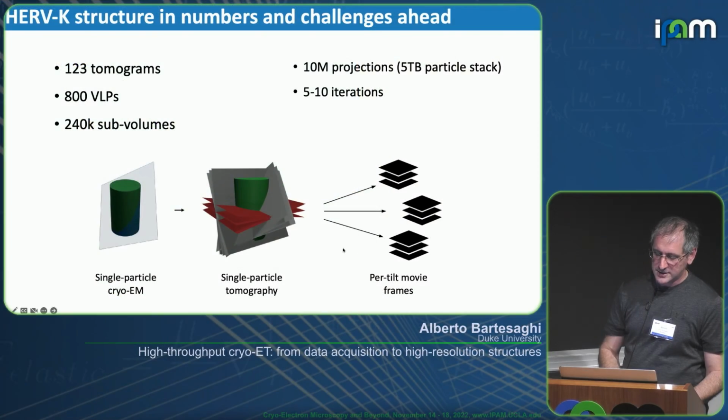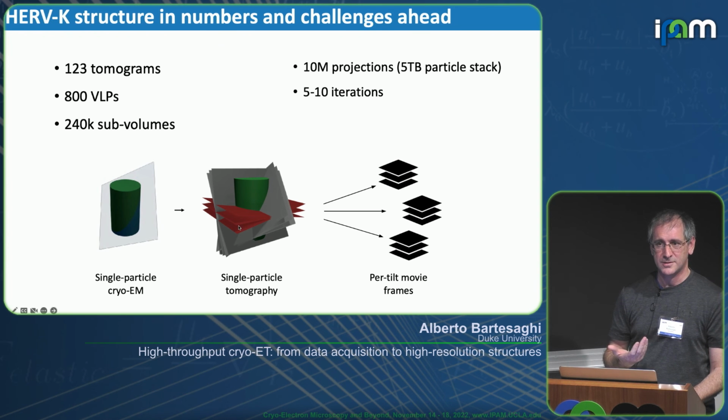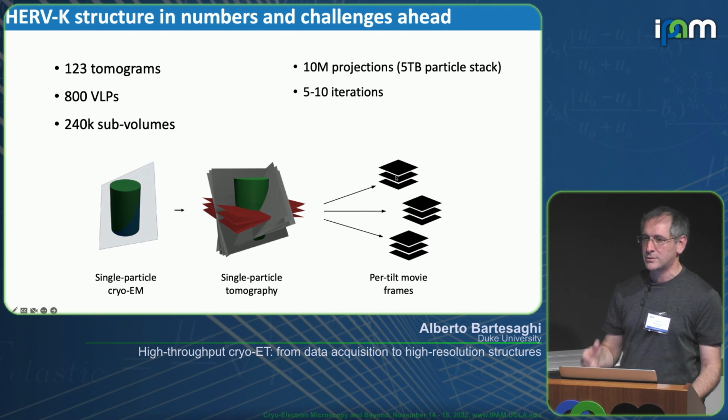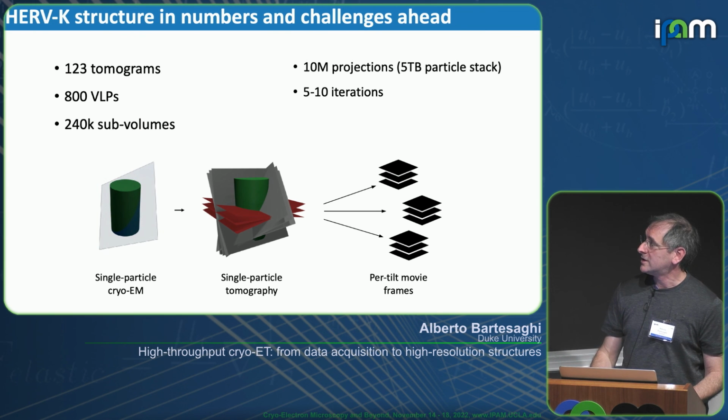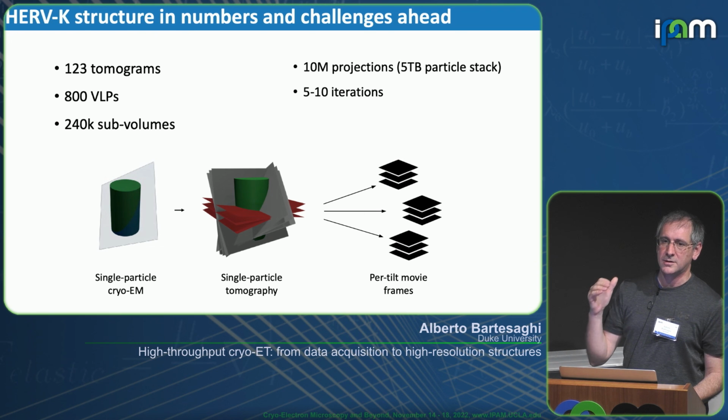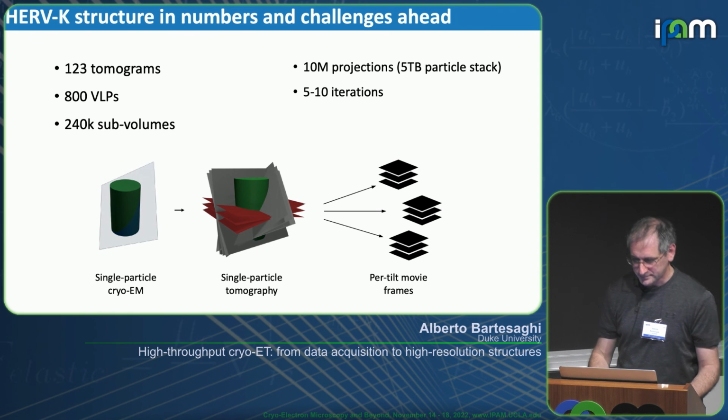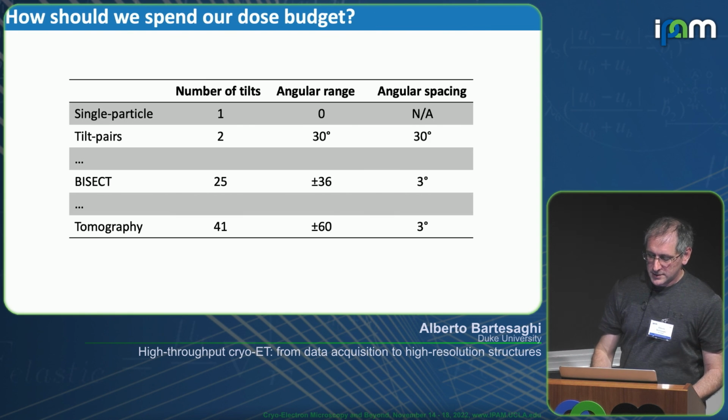Moreover, these tilts are actually movies, right? So I not only have 41 tilts, but now each of those tilts is actually going to be a movie. Normally it's 5 to 10 frames. It depends on how you collect the data. But that's going to add another level to these 10 million particles. If you wanted to really do per particle, per tilt, per frame refinement, that's going to create a lot of challenges. I think the main reason I did that is just to give people an idea of the scale of the problem and what the main challenges are.